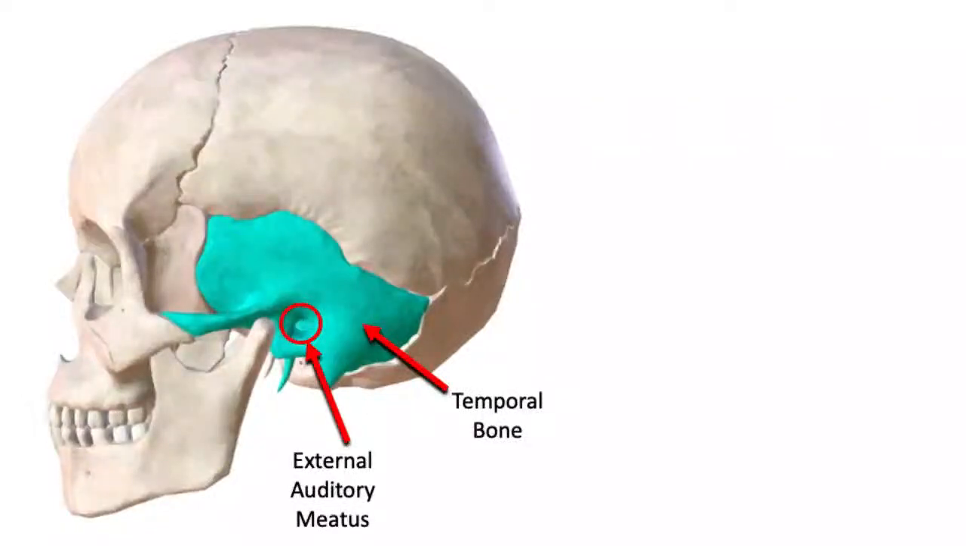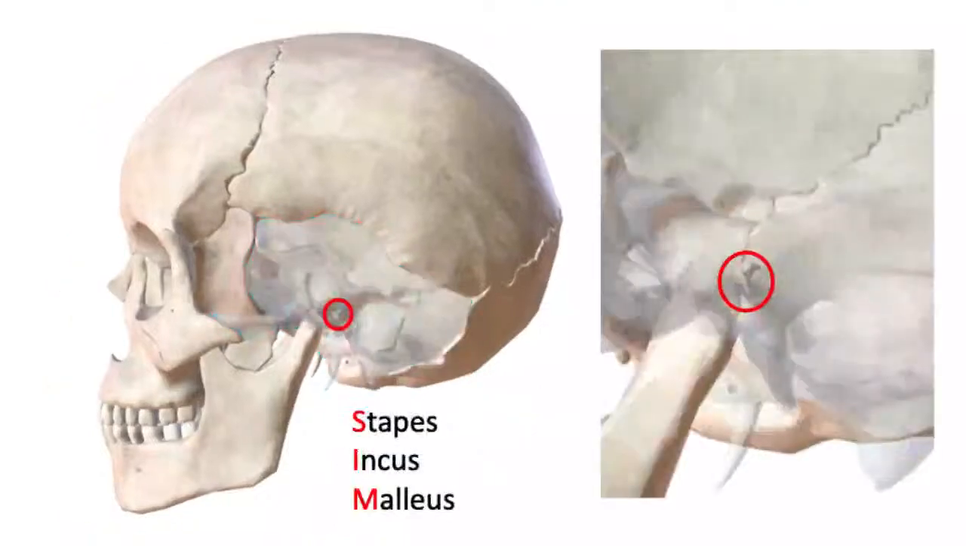And this is the temporal bone, which is now in blue. And in that red ring there is the external auditory meatus. And it is within that you can find the three bones of the ear, which are the stapes, the incus, and the malleus.